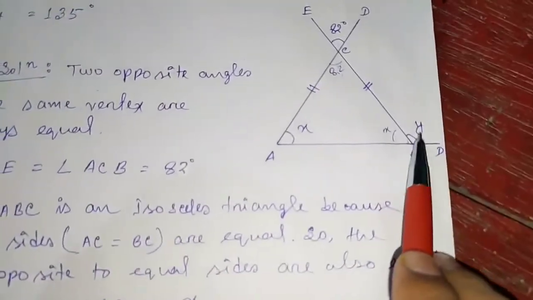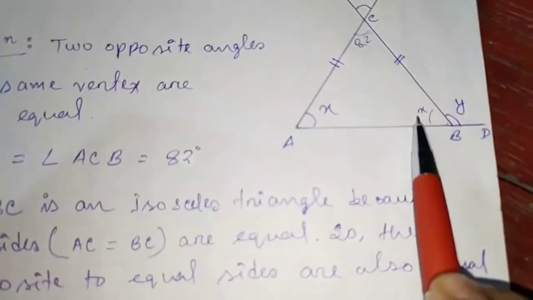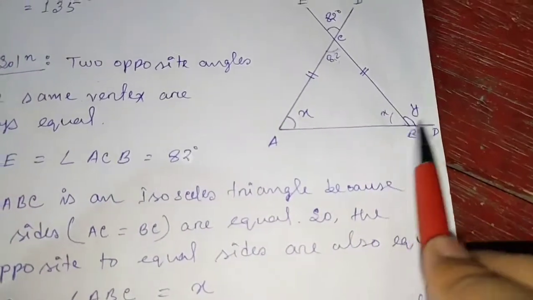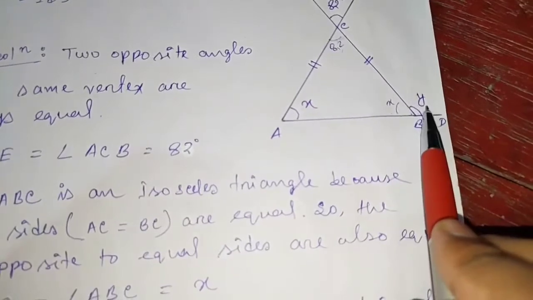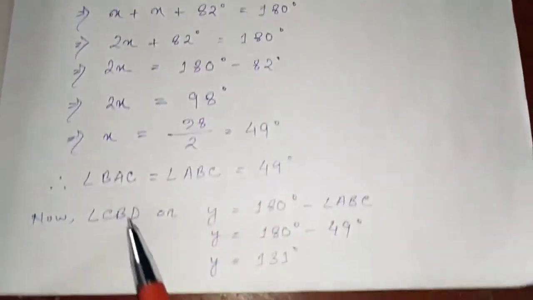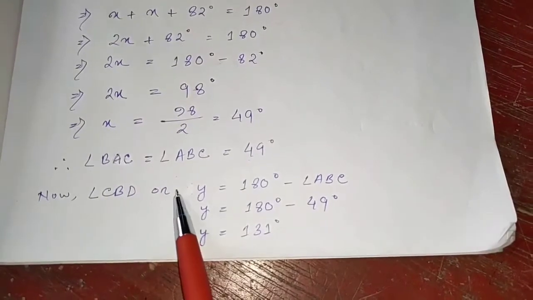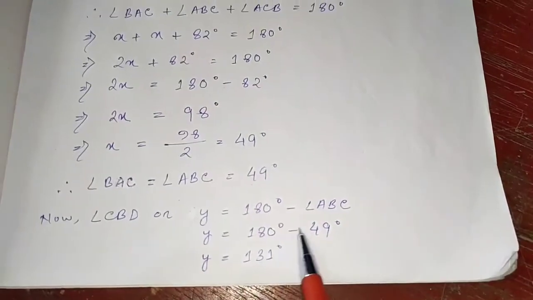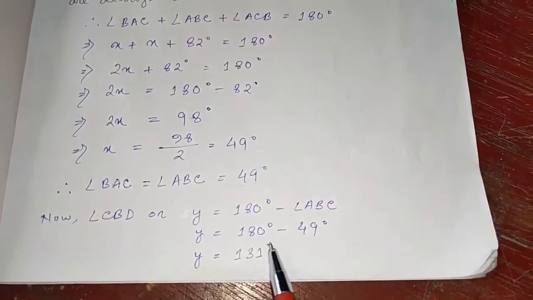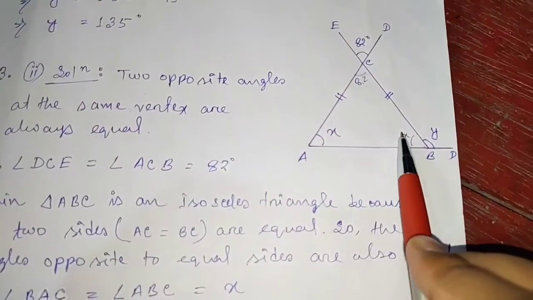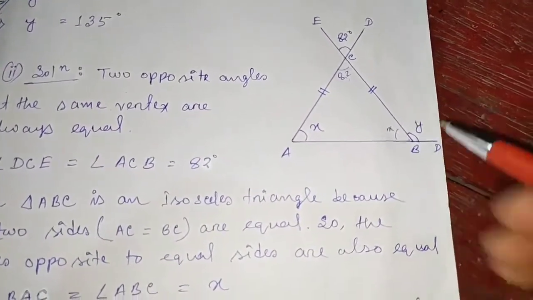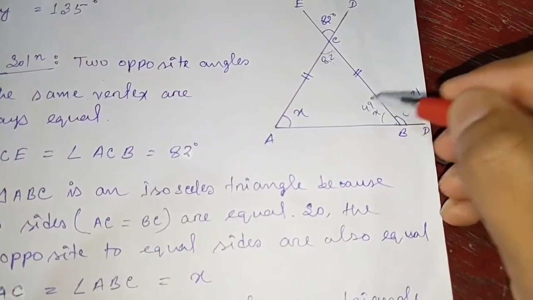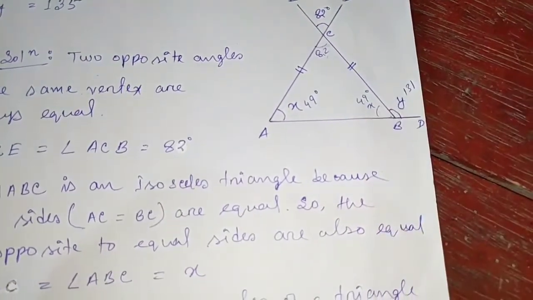Clear? Now we have to find what Y is. You can see ABD is all total 180 degrees, which means it is a straight angle. And if this is 49, then it will be 180 minus 49. Clear? Now angle CBD or angle Y is equal to 180 minus angle ABC. So Y is equal to 180 minus 49, and Y is equal to 131. So X is equal to 49 and Y is equal to 131. This one is 131, and X is 49 degrees. This one is 49 and this one is also 49 degrees.